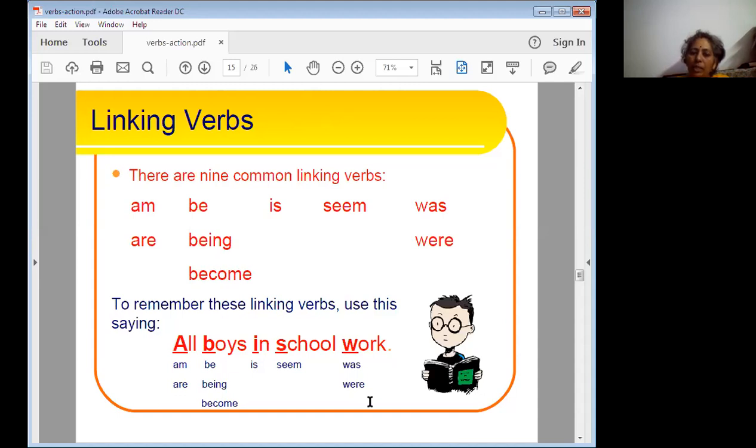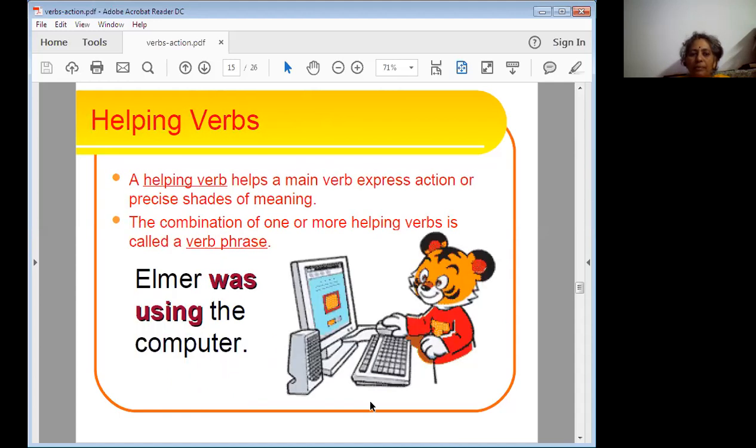B refers to be, being, become. N refers to is, I. S refers to seeing. W refers to was or were of the linking verbs.